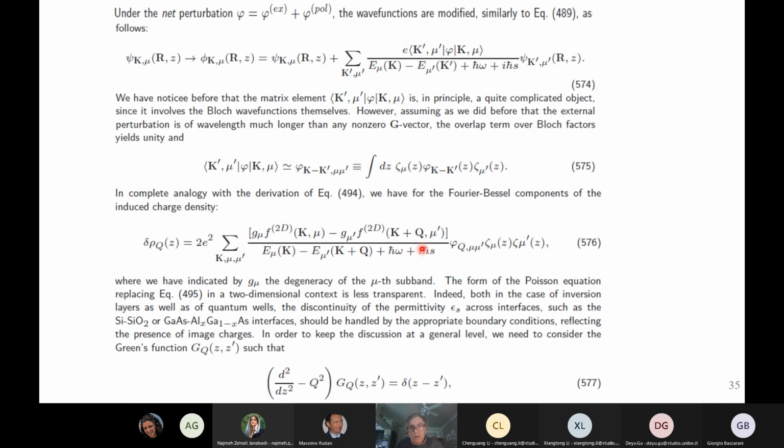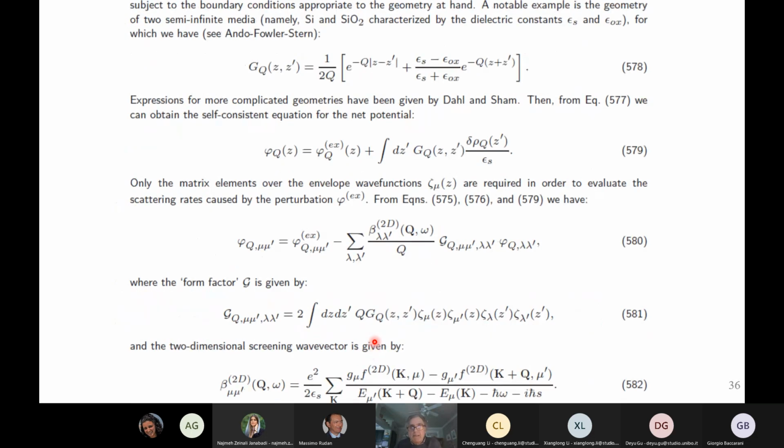The other nuisance that we have is this: you remember that in order to go from the perturbed wave functions we get the charge, but if we go from the charge to the potential, we had to go through a Poisson equation. Now the Poisson equation has different boundary conditions. Your inversion layer will be confined by an insulator on top. In a quantum well, you may have, say, indium gallium arsenide in the well, but aluminum gallium arsenide in the barrier materials. So the Poisson equation that you have to solve is messier.